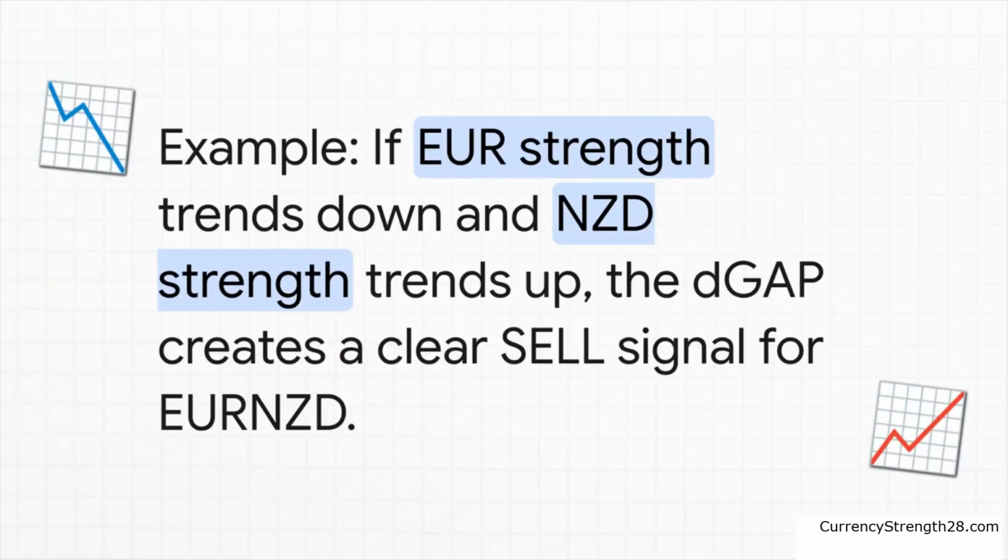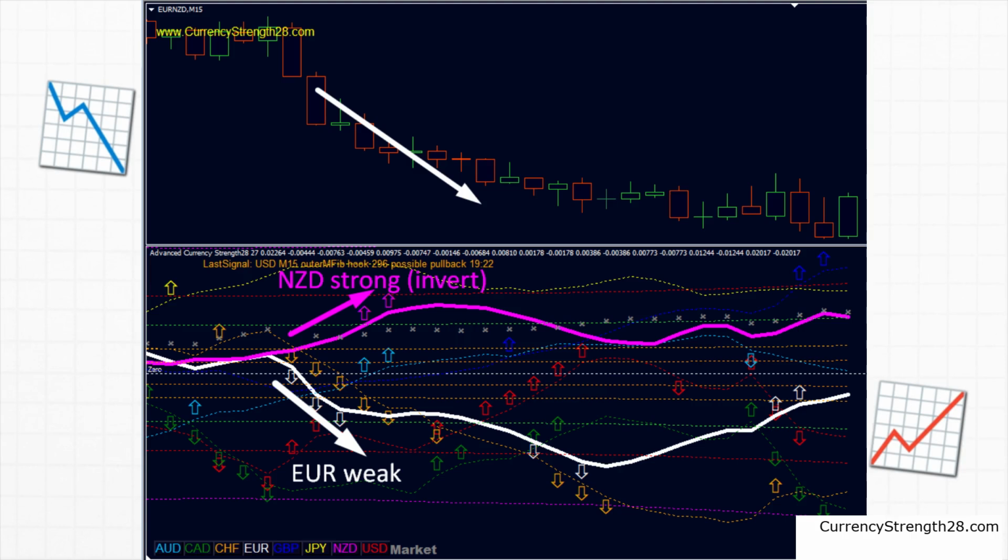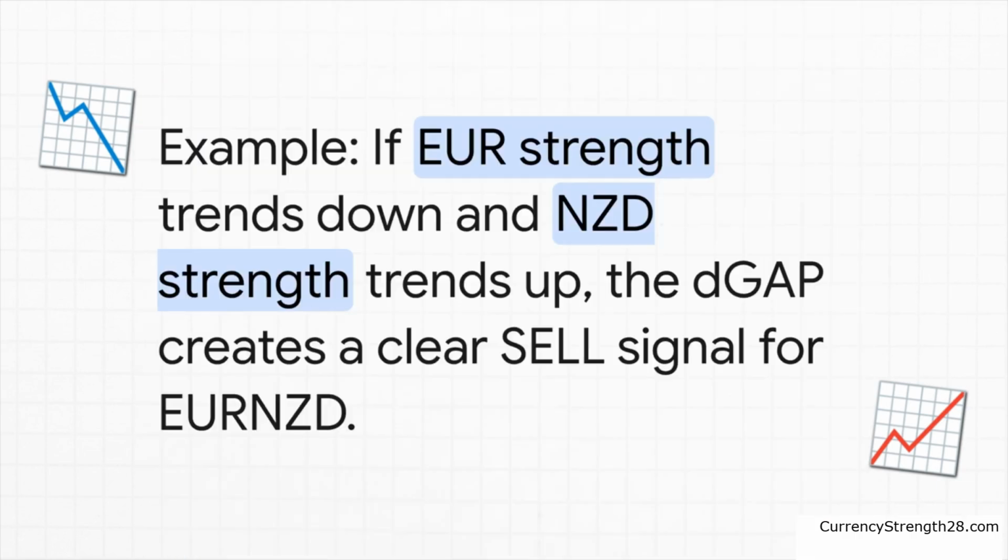Let's make this super concrete. Imagine you see the strength line for the euro just dropping off a cliff. At the exact same time, the strength line for the New Zealand dollar is climbing strong. What does that mean? The euro is weak, the Kiwi is strong. That is a classic double gap, and it gives you a high probability sell signal for the EUR/NZD pair. It's as simple as that.